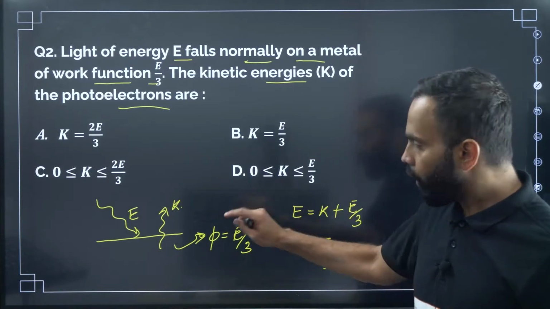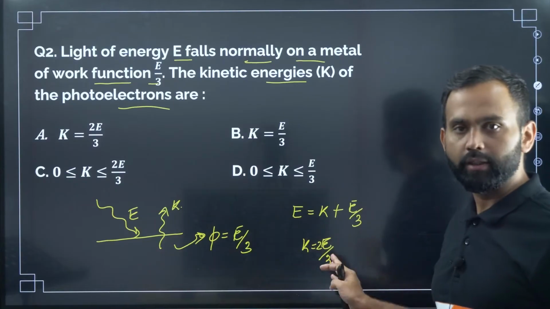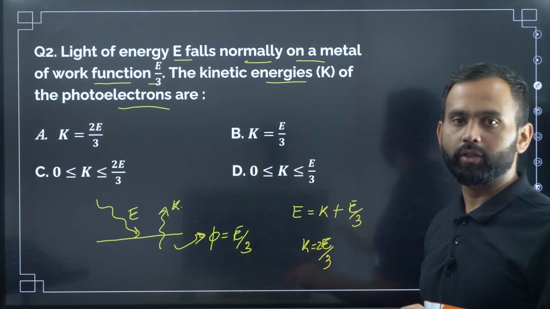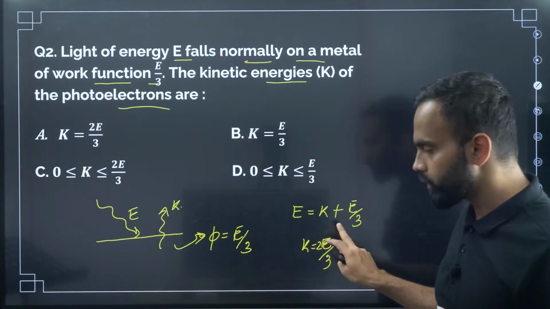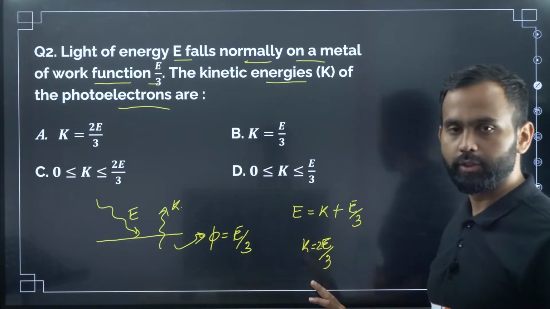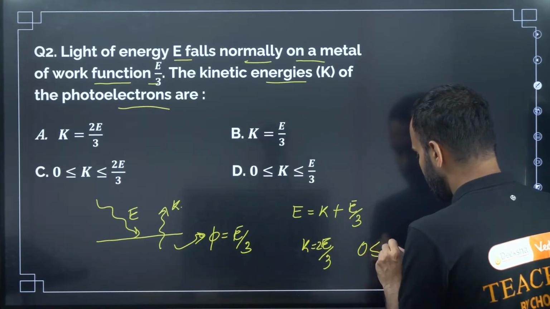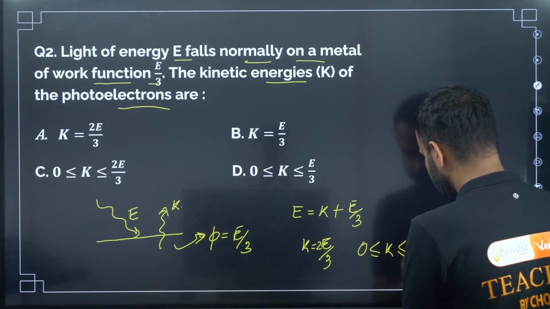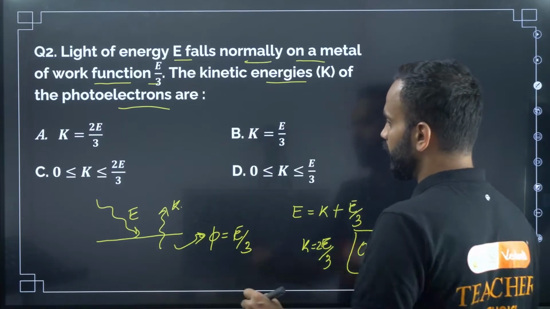Do all electrons have the same kinetic energy, that is 2E by 3? No, right? Not all electrons have the same kinetic energy. Maximum kinetic energy of the electron is 2E by 3. Some electrons may have lesser value of K also. So the kinetic energy of the photoelectrons lies between 0 to 2E by 3, not exactly 2E by 3. So the correct option is C.